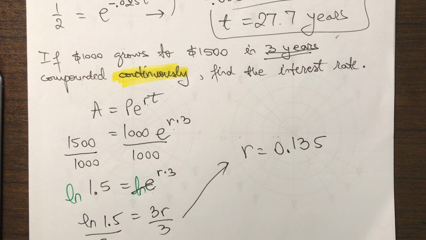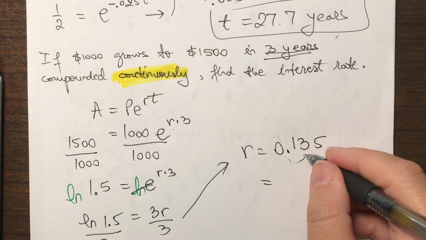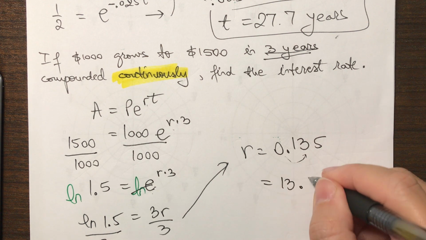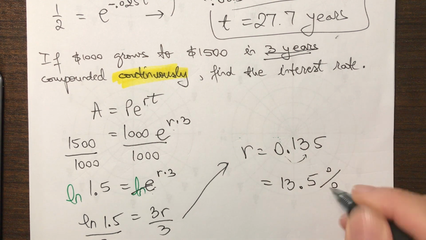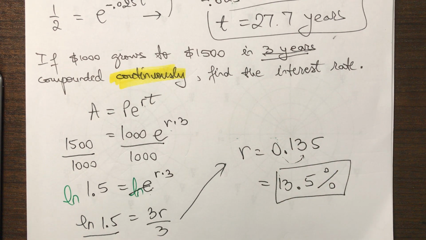Now, remember, this is a rate, it's an interest rate. So we like to write interest rate as a percentage. So we're going to take this decimal number and change it into a percent number by multiplying by 100 and adding the percent symbol. So 13.5% was the answer. All right, this is it. That's chapter 4.